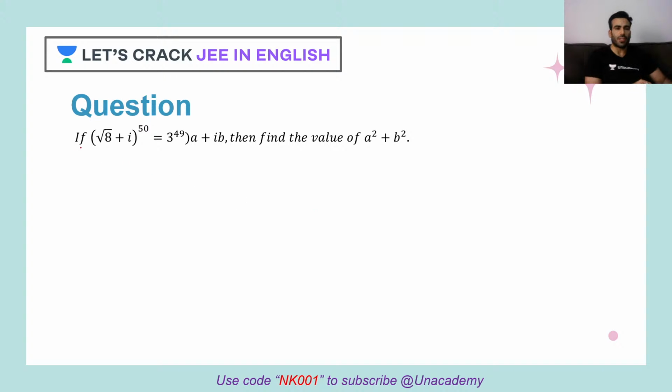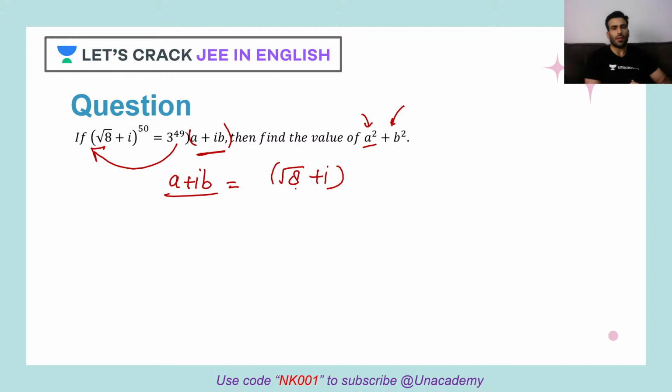Now the question is root of 8 plus iota raised to 50 plus, so is equal to 3 raised to 49 into a plus iota b. Then you have to find the value of a square plus b square. Now the thing is, we have to find a square plus b square. It seems as if we have to find the magnitude of this a plus iota b. So in other words, I have to take this 3 raised to 49 here. Then only we can find a plus iota b, and then we can calculate the magnitude easily. So let's do it this way. A plus iota b will be equal to root of 8 plus iota raised to 50 upon 3 raised to 49.